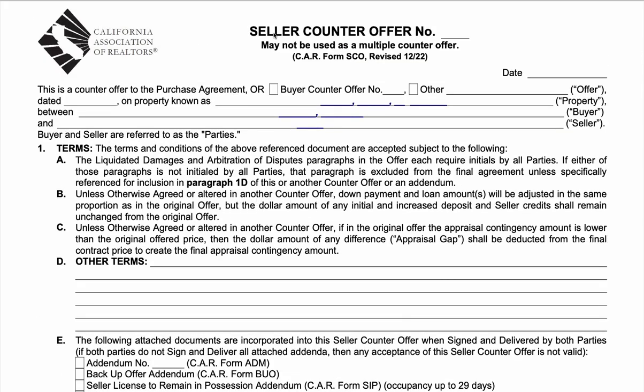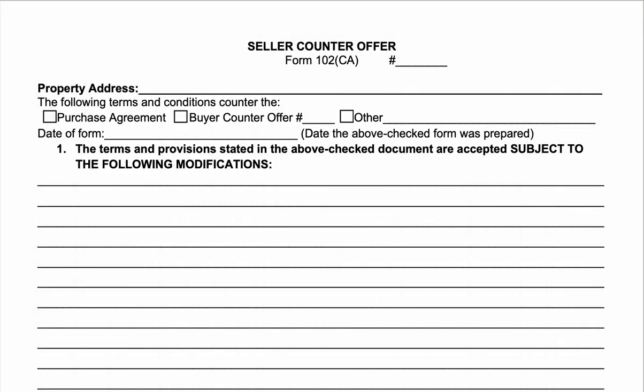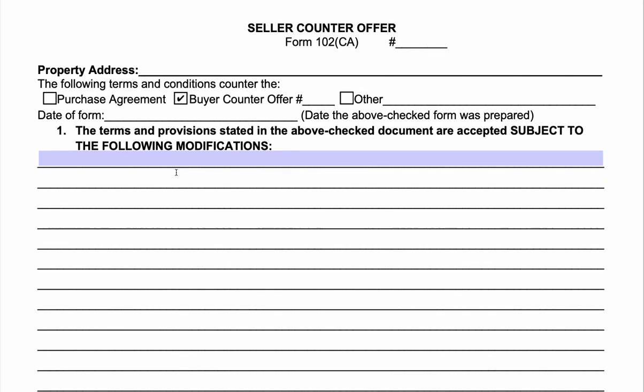I've created a proprietary counteroffer that you can use in California or any state for that matter, and I'll show you. So this is what a seller counteroffer should look like. It should have the property address, and which number. So if you're doing the first seller counteroffer to the original offer, you put a number 1 here. If you're countering a buyer counteroffer, you put a number 2 here. But you put the property address here, check the box of the document that you're countering, put the date of the form that you're countering, and then that's it.